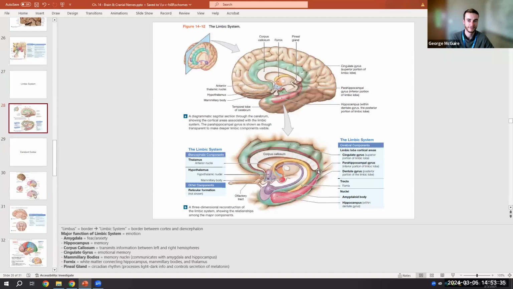Okay, that was our limbic system. All of that together makes up the limbic system, as well as the thalamus and hypothalamus, which are technically also part of our limbic system. I just didn't include them here because we talked about them already, but all of that together is the limbic system. Again, emotion, memory, behavior, basically.